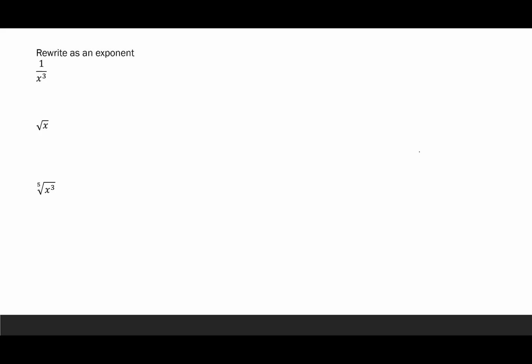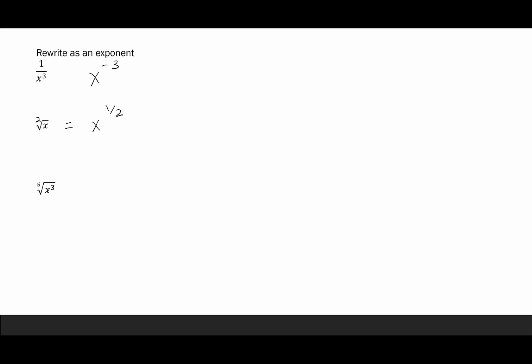Here's a little review about exponents. Just what do we do with these ones that are unusual? So remember, when I have x in the denominator, that means I have a negative exponent. So 1 over x cubed is x to the -3. Radicals become fractions in the exponent. So the square root of x, it's understood that there's a 2 there. So this is x to the 1/2 power.